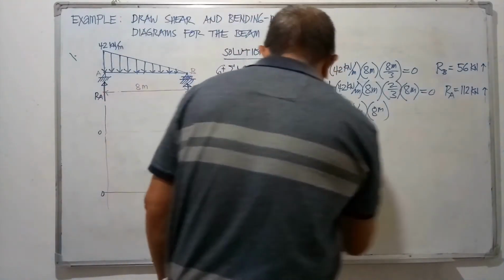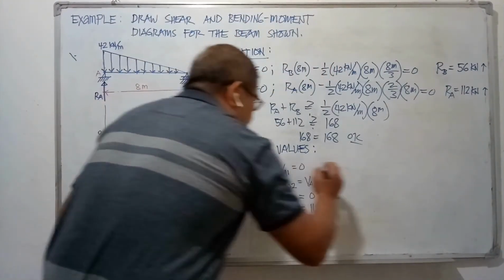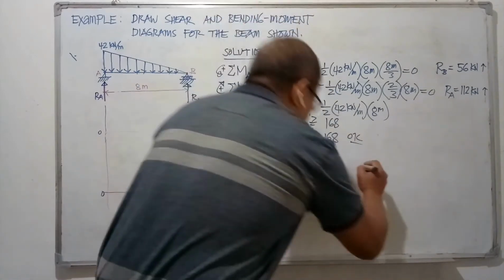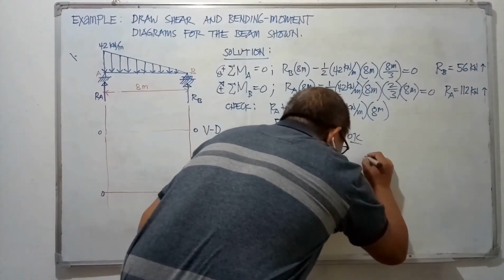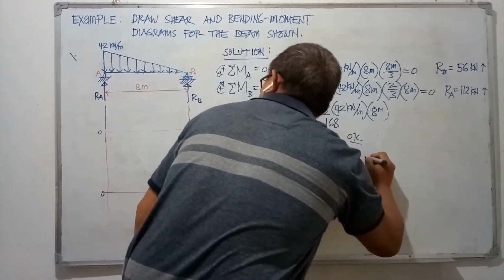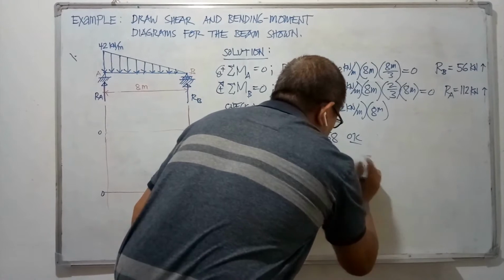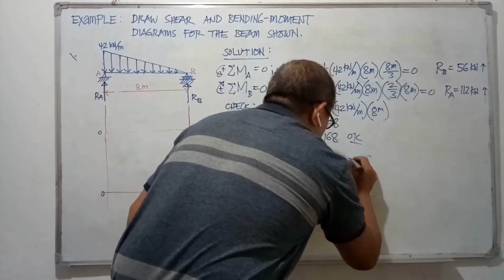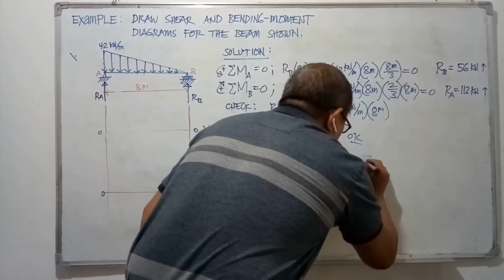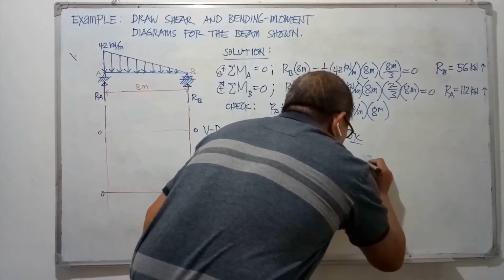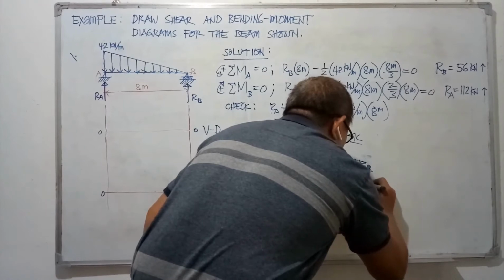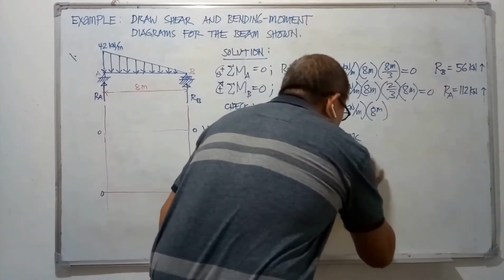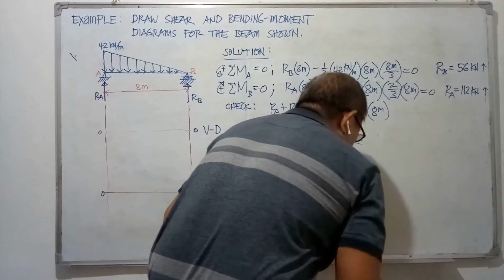And then for joint B, a little to the left of joint B is the end of the loading, and at the center is R sub B, which is equal to 56 kilonewtons.